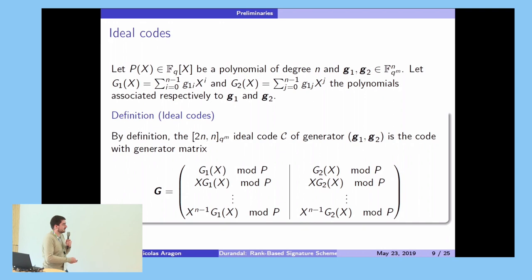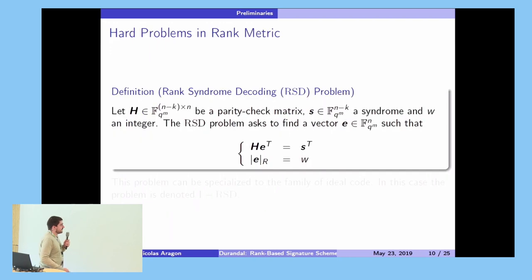You get quasi-cyclic codes. And what's interesting is that now to describe the matrix G, we only need to describe the first row. So this would lead to smaller keys.